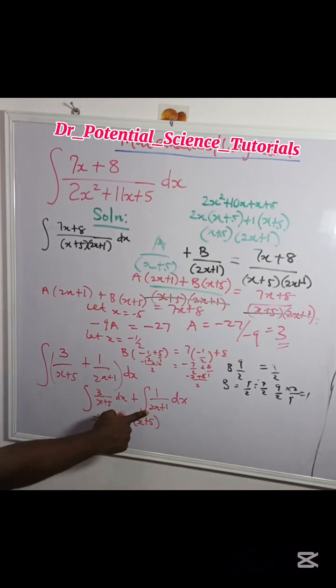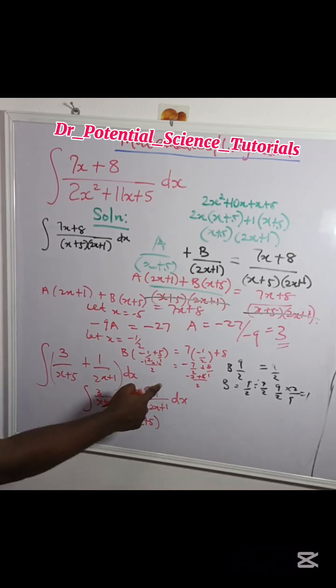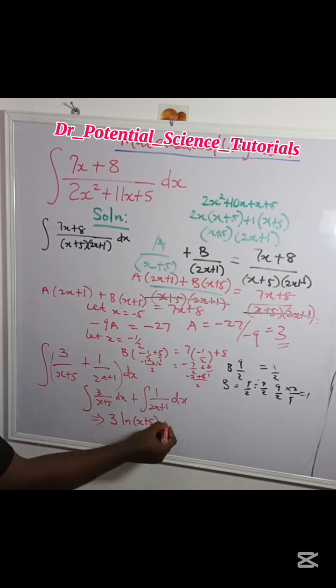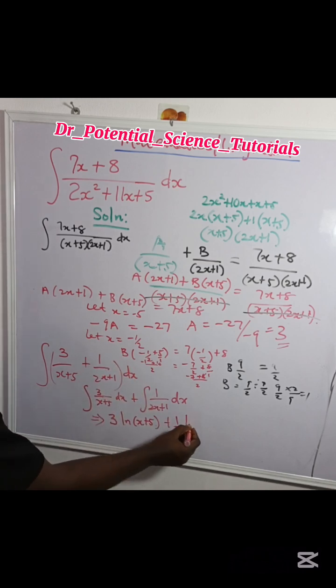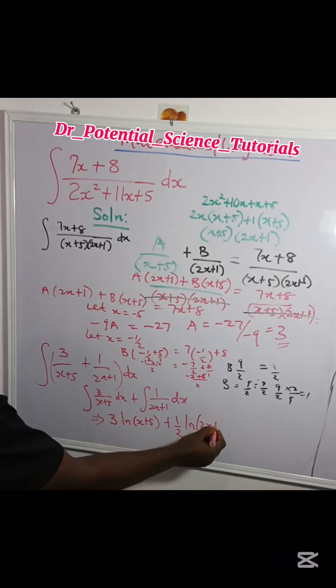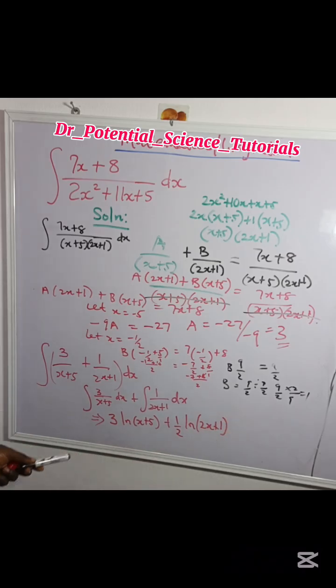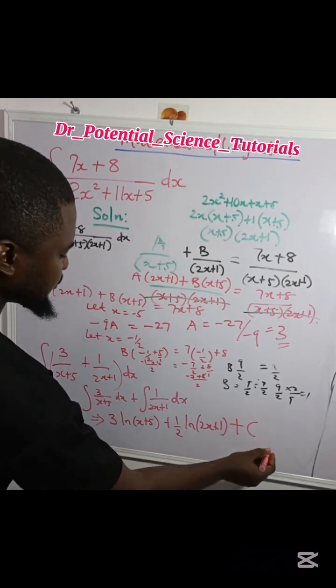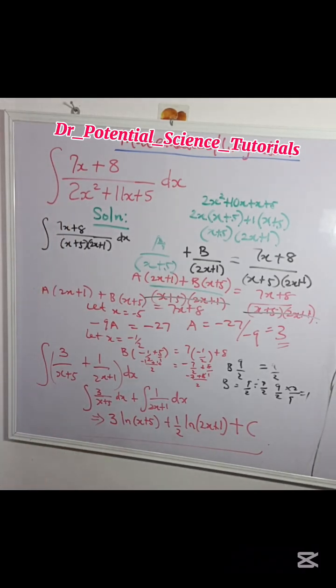This is 2. If I differentiate 2x, I'm going to have 2. So I need to bring that 2 out. But it won't be 2, it will now be 1 over 2. Okay? 1 over 2 ln 2x plus 1. And anytime you're integrating, you must always put what? Plus constant of integration. And this is my final answer. So that is how to go about questions like this.